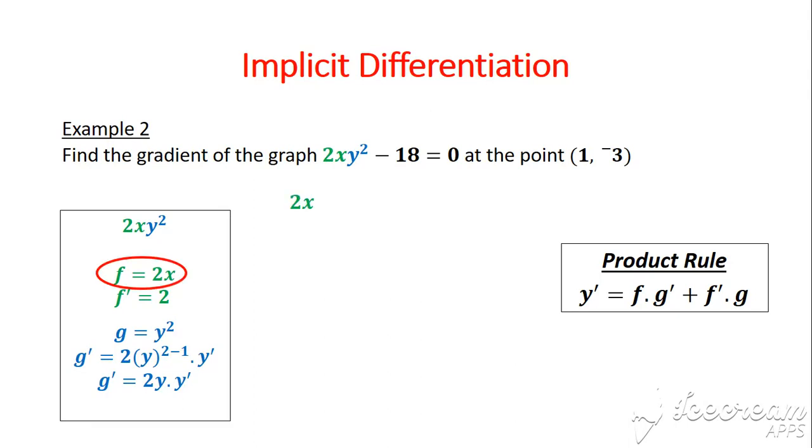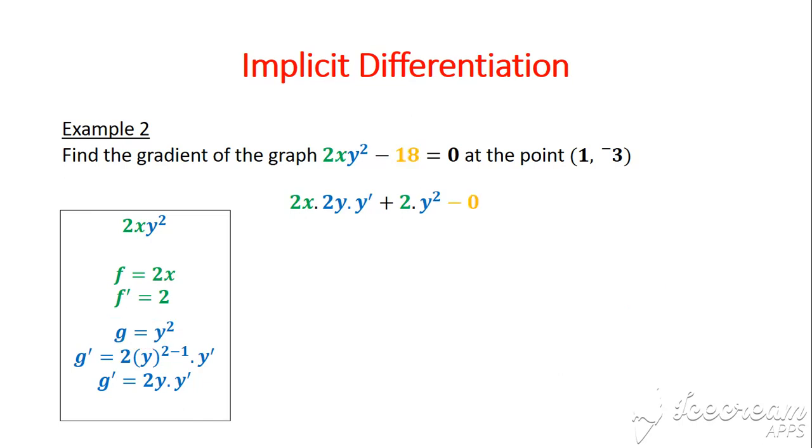So we need to go f, which is 2x, times g dash, which is 2y times y dash, plus f dash, which is 2, times g, which is y squared. Now let's keep going with the minus 18. A number by itself differentiates to 0. And on the other side, equal to 0, well, 0 differentiates to 0. Right, let's tidy this up to get 4xy times y dash plus 2y squared is 0.